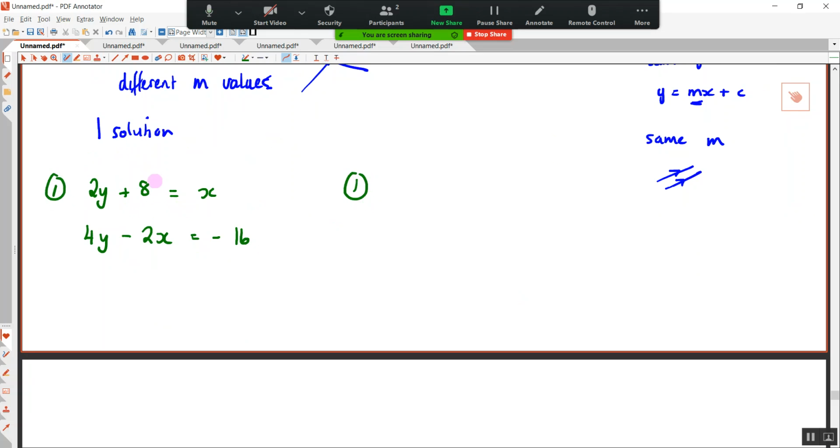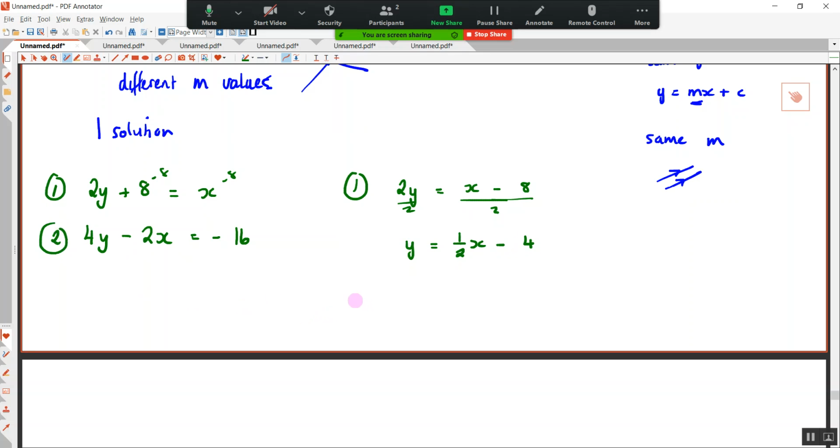All right, so number one, I'm going to change. So I'm going to subtract the 8 from both sides, yeah? So 2y is equal to x subtract 8, and then I'm going to divide by 2, gives me y is equal to a half of x minus 4, yeah? Okay. What about number 2?